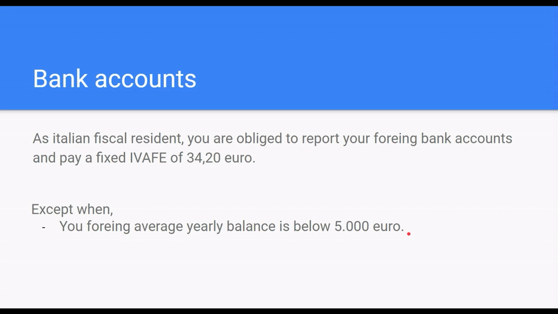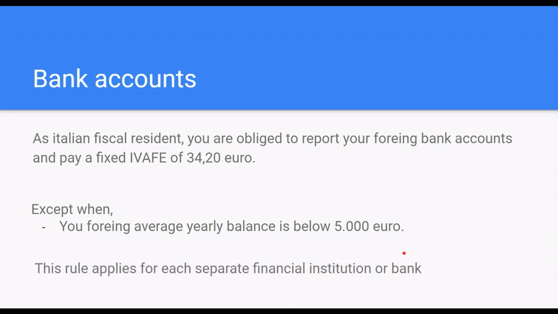Which means that if you have several bank accounts in several banks, and each one of these bank accounts has an average yearly balance below 5,000 euro, you don't have to report any of them. But if you have several bank accounts belonging to the same bank or financial institution, then you have to sum all the average yearly balances and see if you pass 5,000 euro. Then you pay 34 euro for each bank account. So make sure not to have a lot of bank accounts in the same financial institution, but rather in different banks and maybe in different countries.